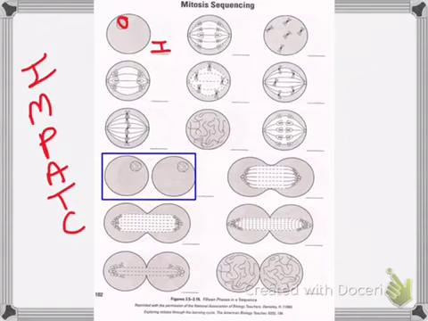I now have two new cells. This is at the very end of mitosis. This is what mitosis creates. It creates two identical daughter cells. So these two identical daughter cells are identical to the very first cell that we started out with.